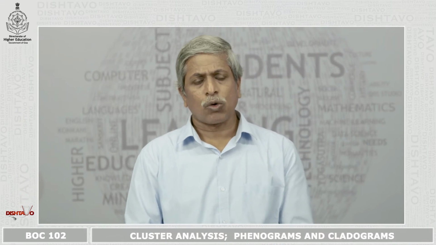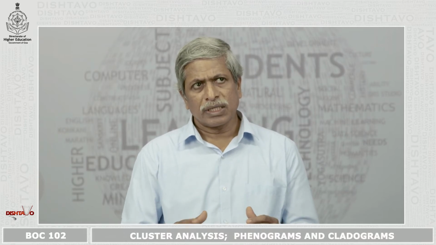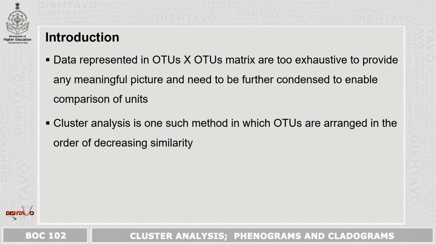and cladogram. We have seen in the previous module that data is organized into OTU and OTU matrix, that is OTU into OTU. So it will become an exhaustive data which will be very difficult to interpret manually by us. And so for such a data matrix we need computers, and even for computers we have to condense the data in a simpler way, and that will be helpful for the computer to analyze further. So cluster analysis is one such method in which OTUs are arranged in the order of decreasing similarity.